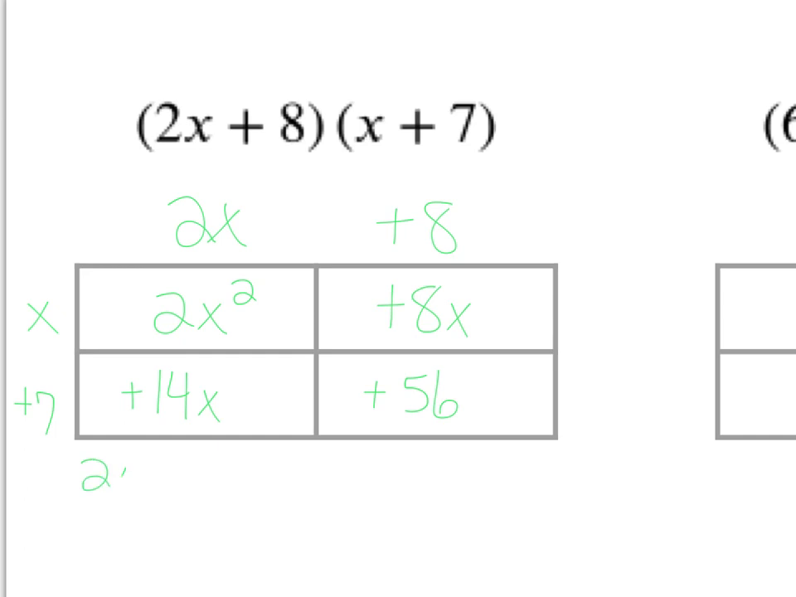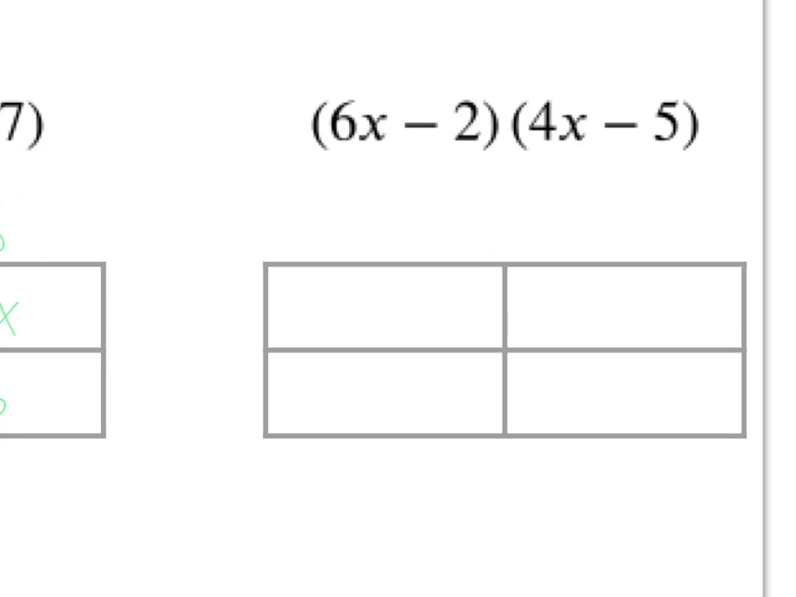So I have 2x squared plus 8x plus 14x plus 56. Once again, notice my two middle terms are like terms. So I'm going to copy the 2x squared. 8x plus 14x is 22x plus 56. I multiplied two binomials. I got a trinomial.